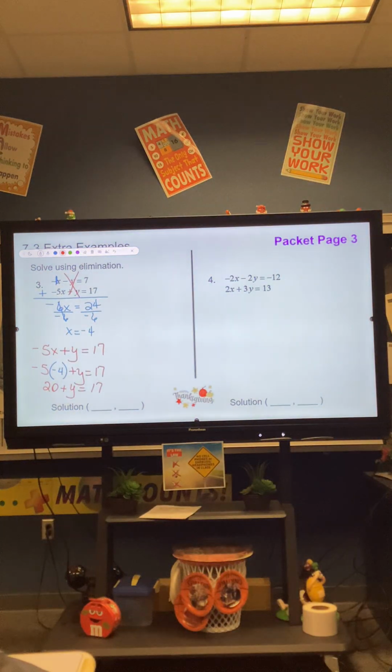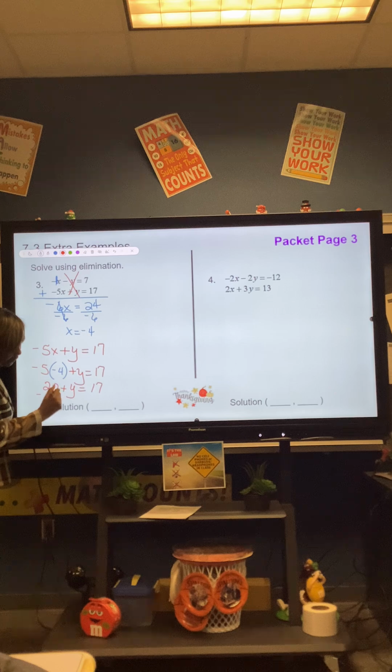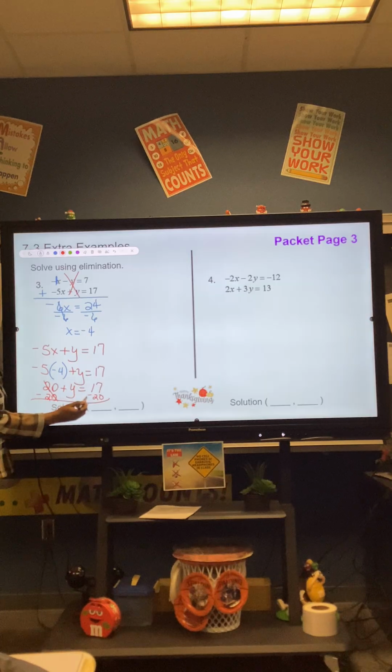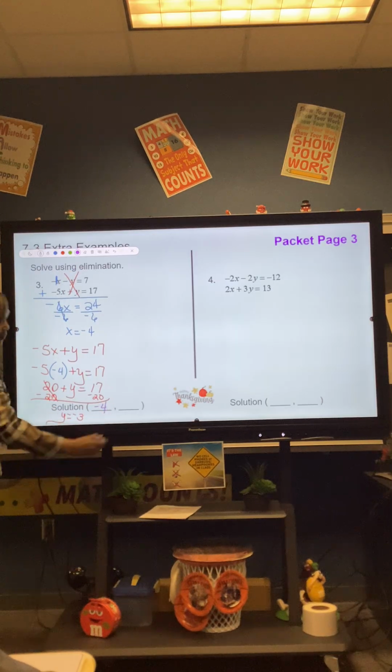Let's subtract 20 from both sides. Subtract the 20 from both sides. Create a 0 pair. Y should be equal to 17 minus 20, which should be a negative 3. My solution should be my x value, which is a negative 4, and my y value, which is a negative 3.